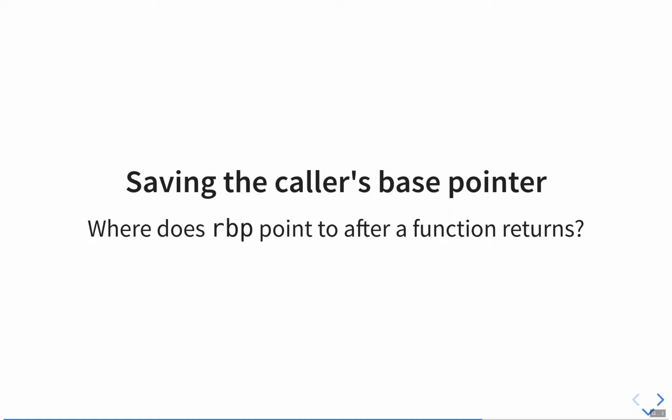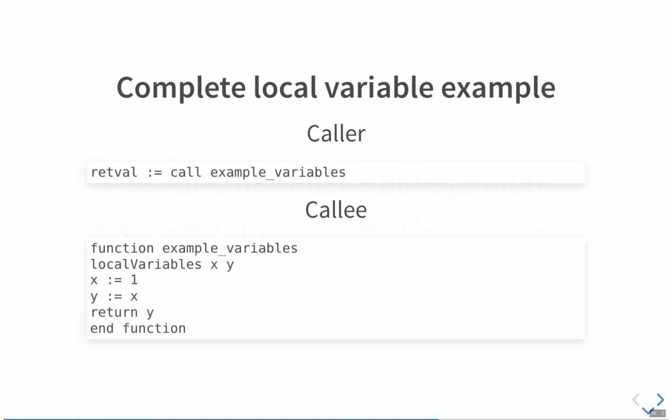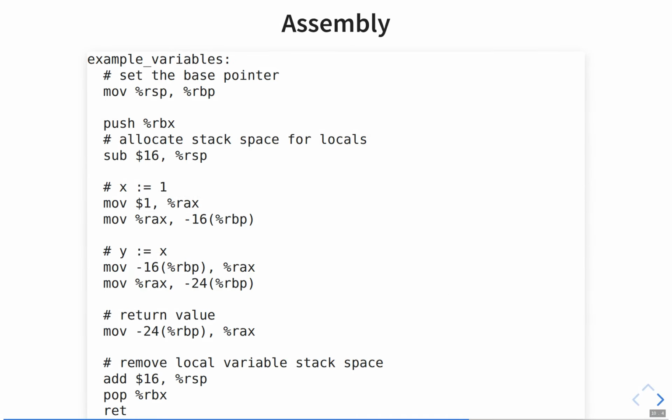So what we want to do is save the caller's base pointer. We had done this last time, but the way we had done it was really not very intelligent. After executing a function call with the previous example we saw here, the base pointer would just store the value of the called function's stack pointer.